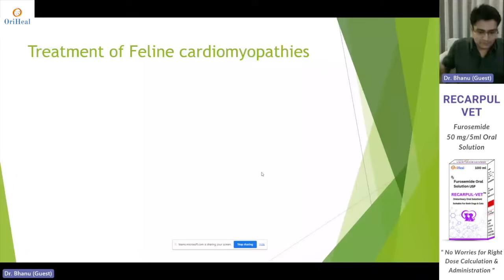Okay, so now we've discussed the diagnosis of various cardiomyopathies in felines. We've talked about hypertrophic cardiomyopathy, restrictive cardiomyopathy, dilated cardiomyopathy, arrhythmogenic right ventricular cardiomyopathy. Now I'll talk about the treatments.